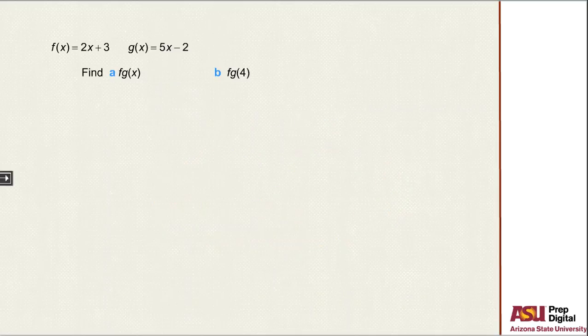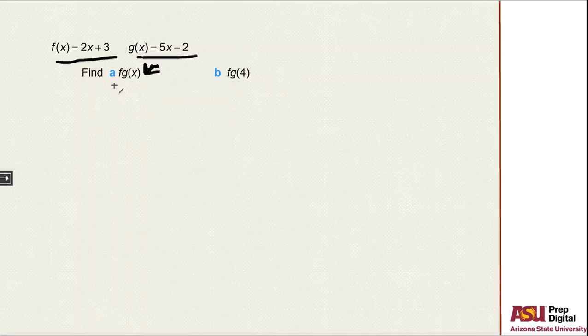So here are our two examples. We're going to use the same function rules for both. So we have f of x is the rule 2x plus 3, and g of x is the rule 5x minus 2. Okay, so first we're just going to go ahead and compose them, which means we're going to come up with a general rule for what f of g of x is. And then I'm going to show you what that looks like with a value.